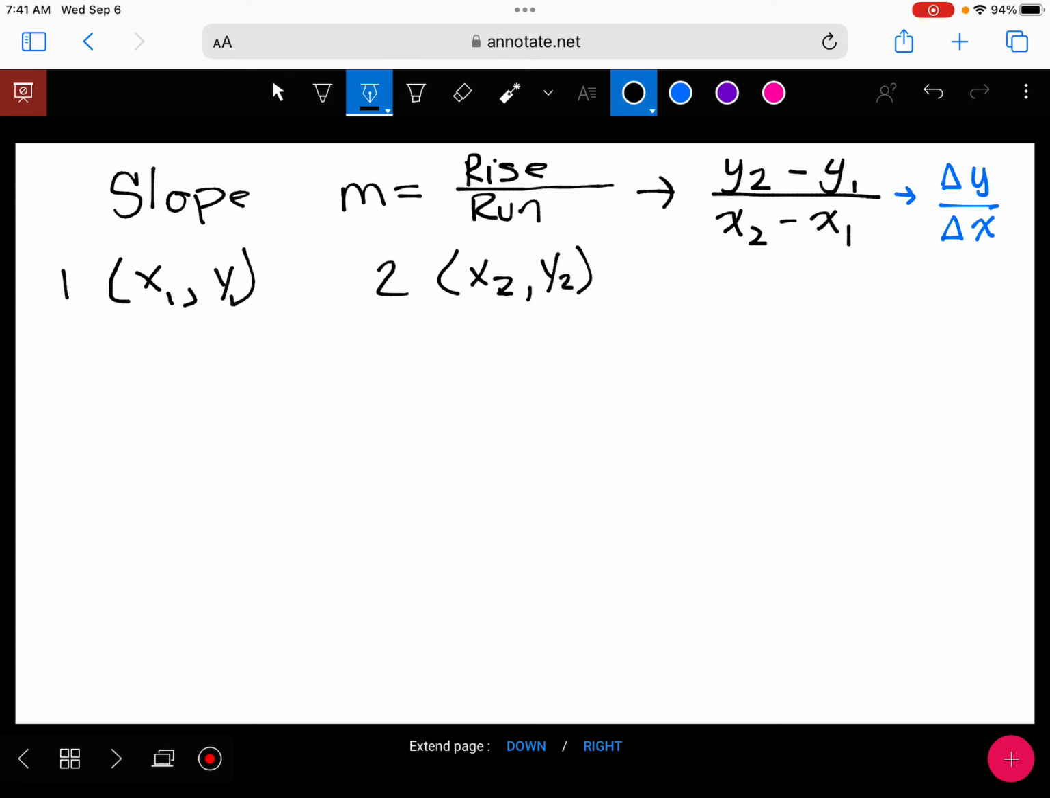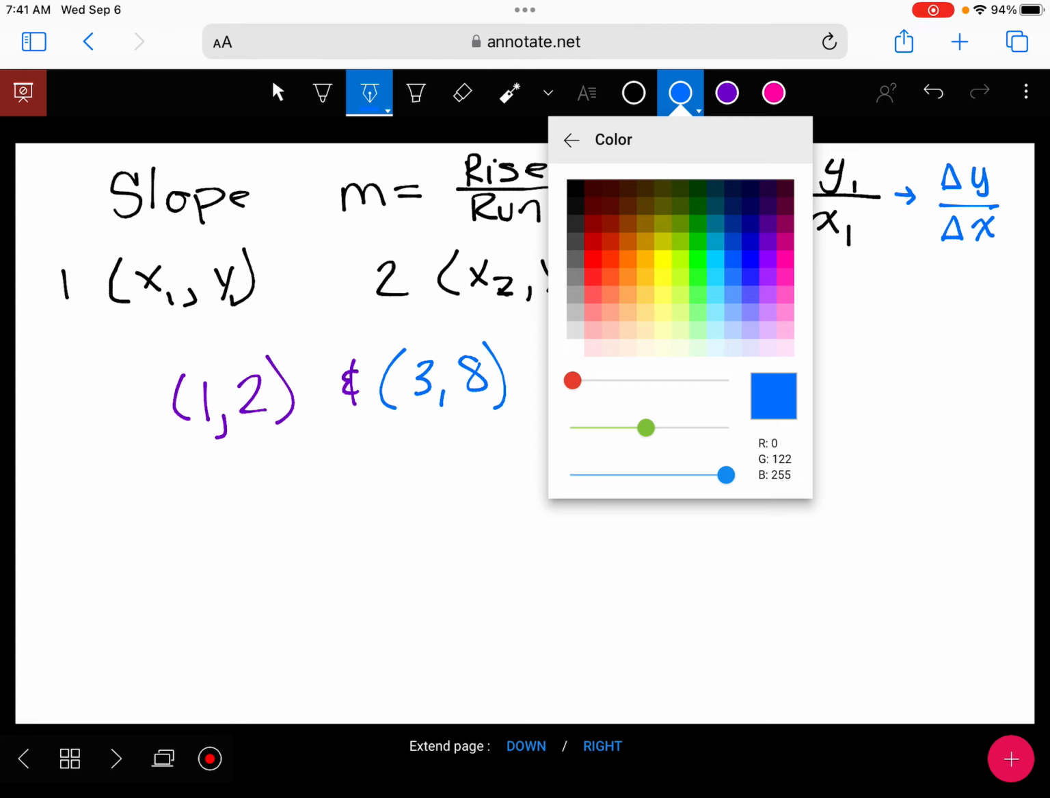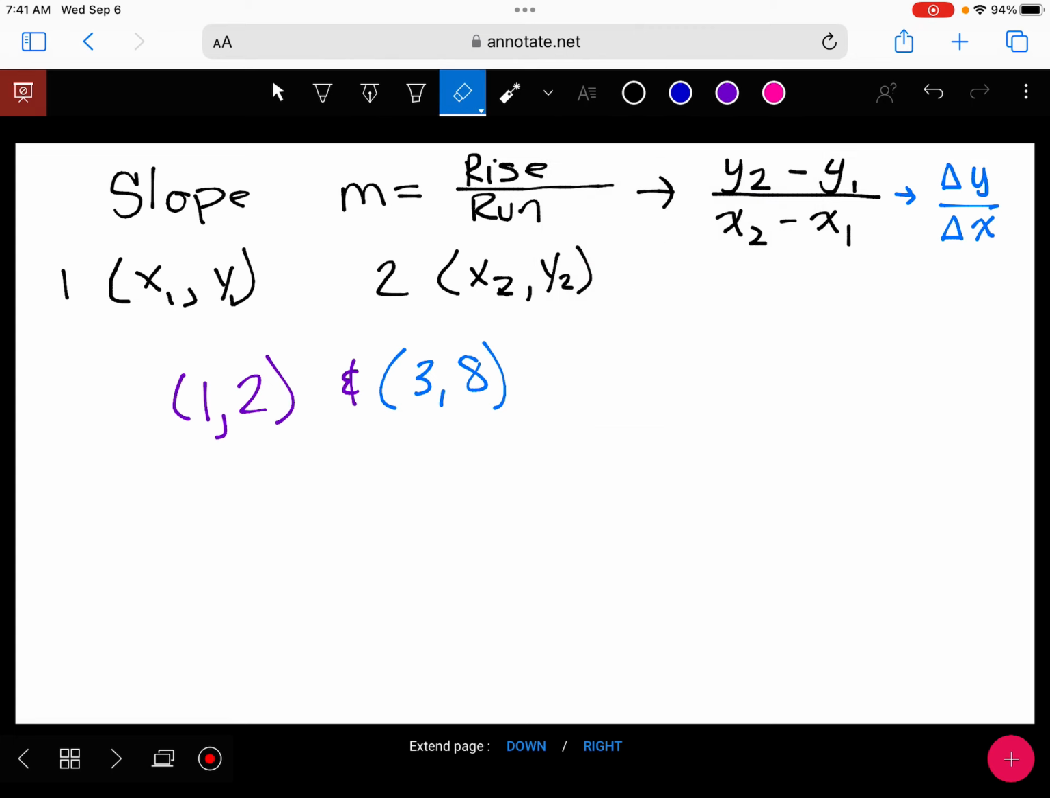So if I give you 2 points, so we have 1, 2, and 3, 8. What we're going to do is, I'm going to real quick change that color so it actually shows up as a different color. We are going to find the slope between these 2 points.